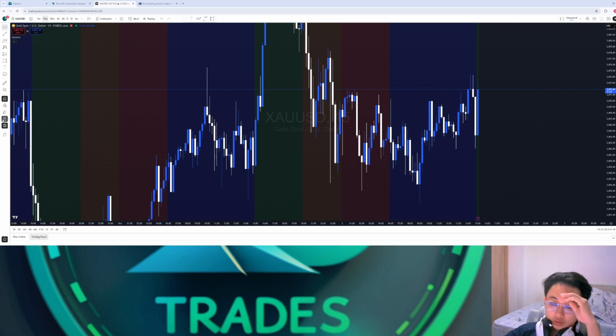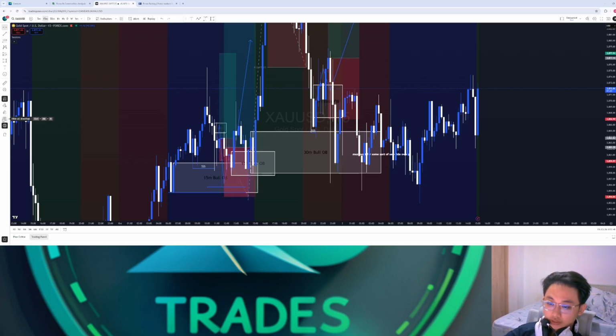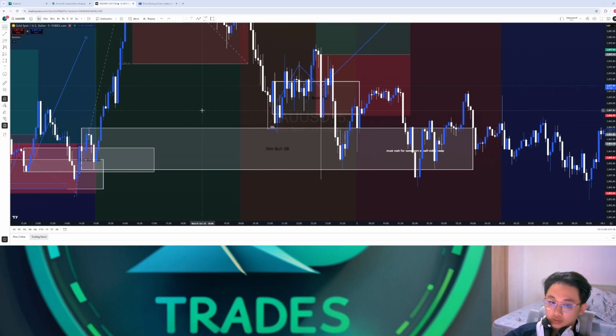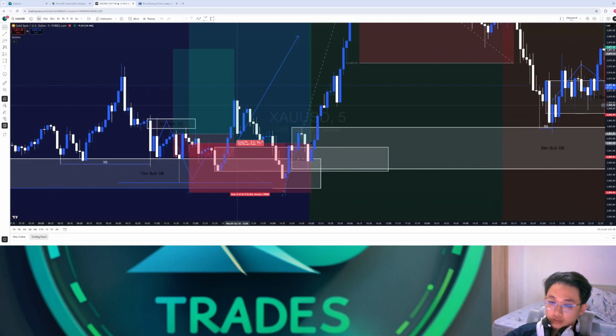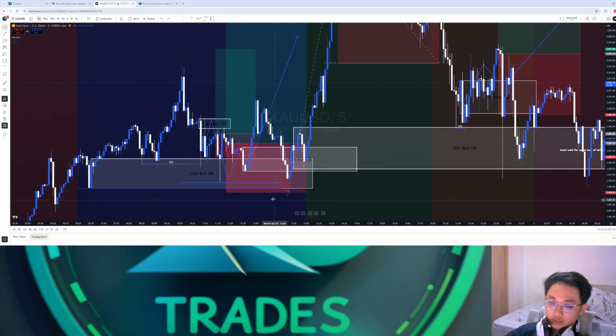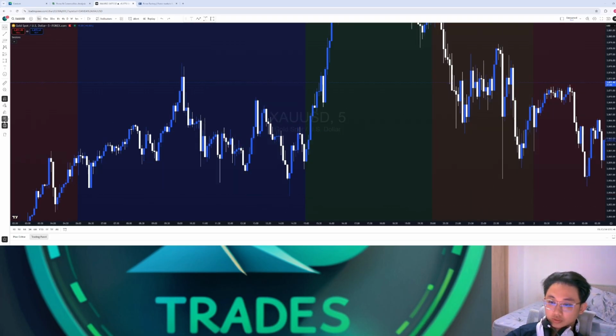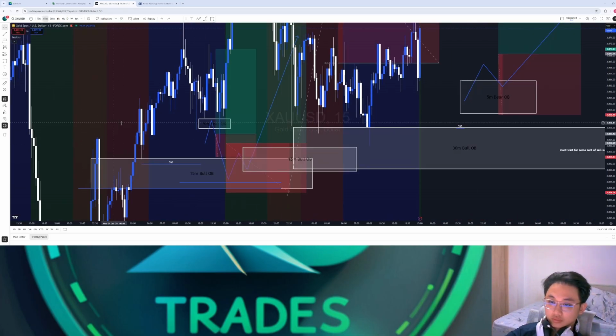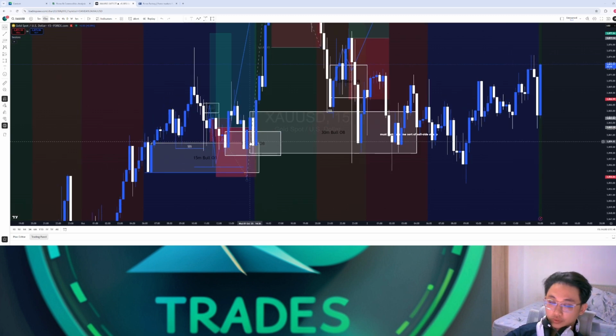Price comes down and tests all the way. So I guess we have to wait for a complete test. If you take a look, price comes up, creates a 15-minute bullish OB, price comes down to test, you have to actually wait for the sweep. Yeah, we have to wait for a complete test.